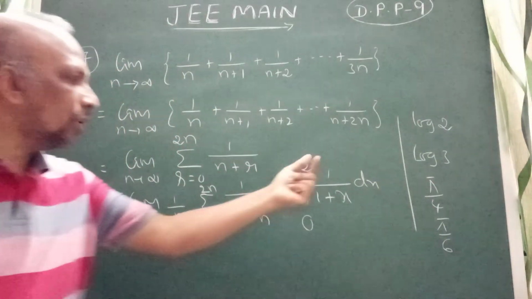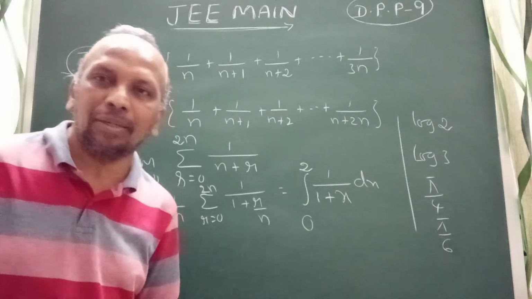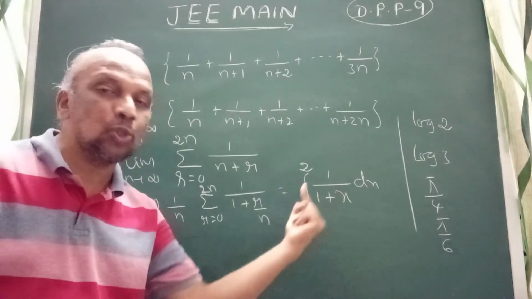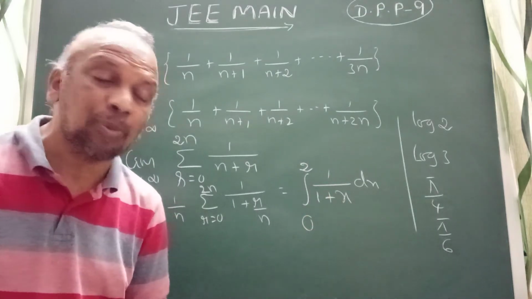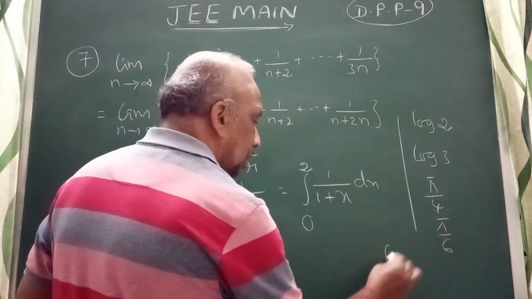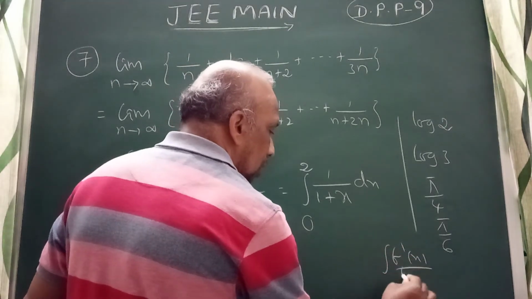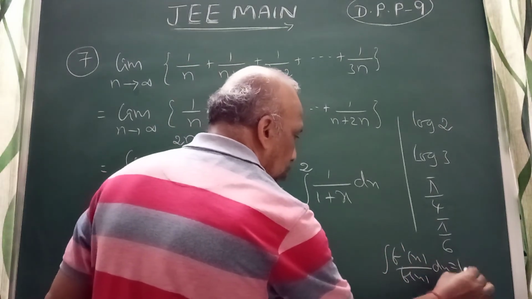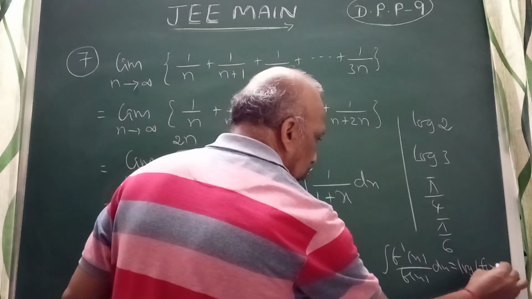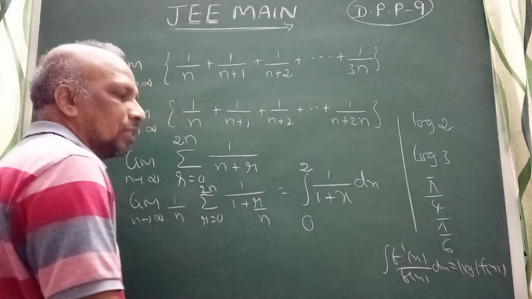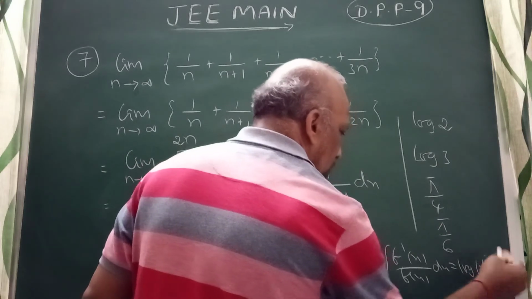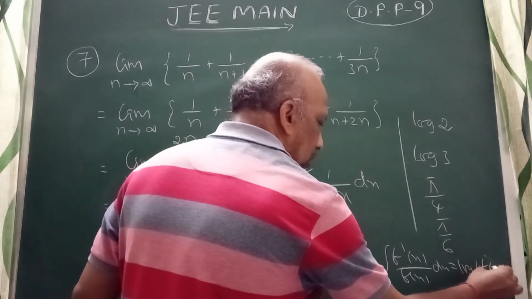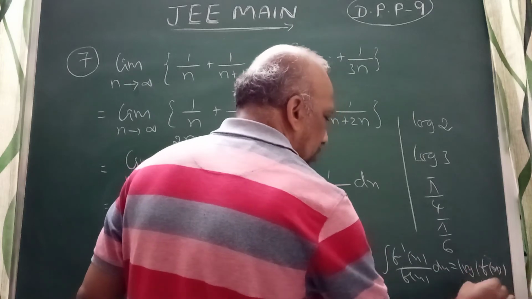Now you can see 1 by 1 plus x, it is like 1 by t. Derivative of 1 plus x is 1. When the derivative of 1 plus x is 1, in integral f dash x by f of x dx, you remember integral f dash x by f of x dx is log mod f of x. Log mod f of x plus c.